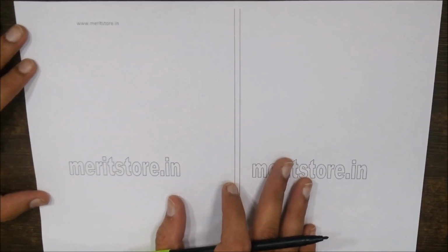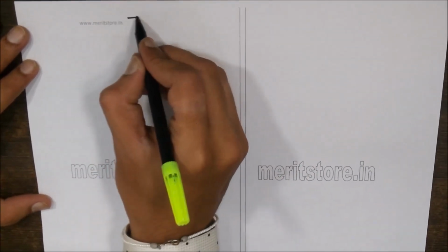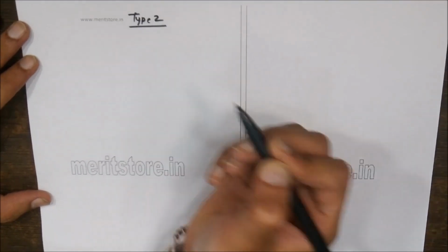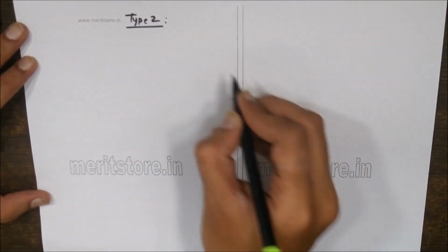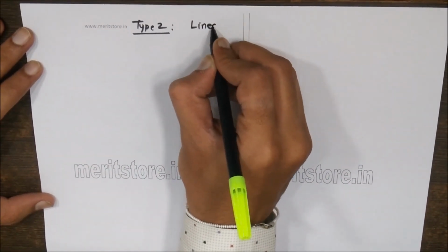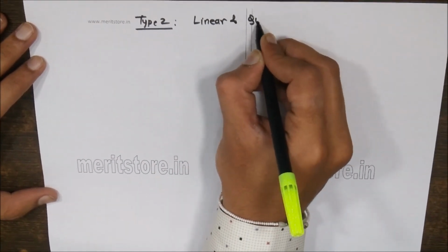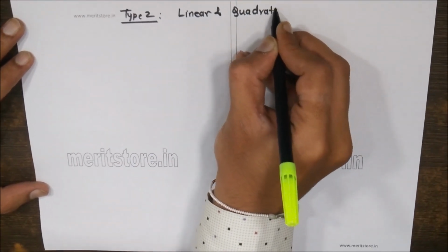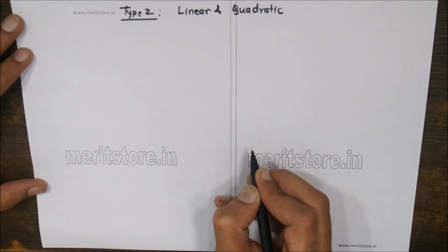Going for the type 2 problems. The type 2 problems in integration would be mainly considered with a linear and a quadratic term. We'll divide this again into three parts.